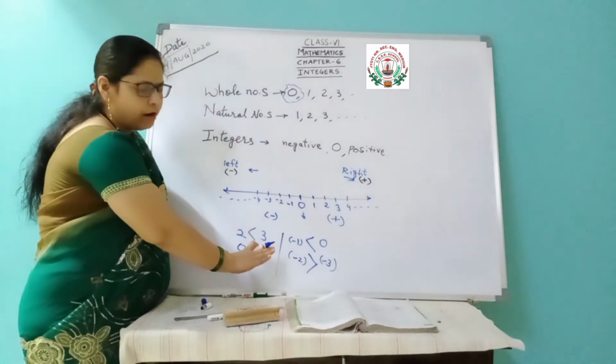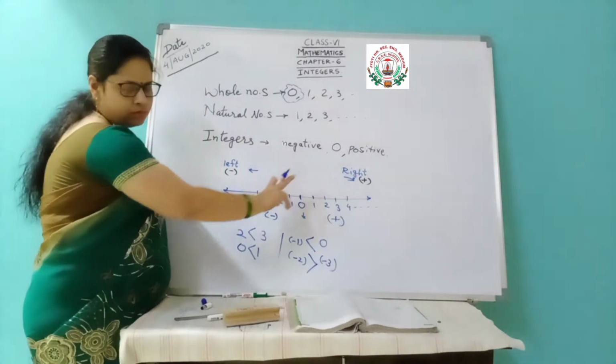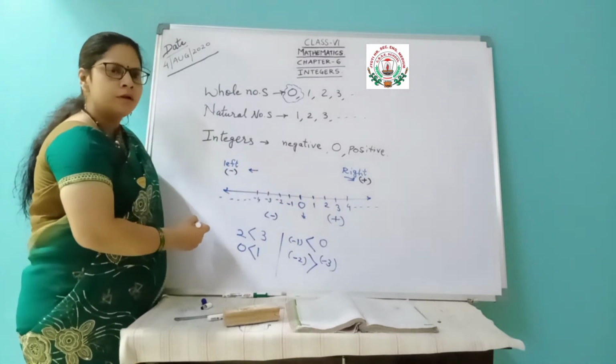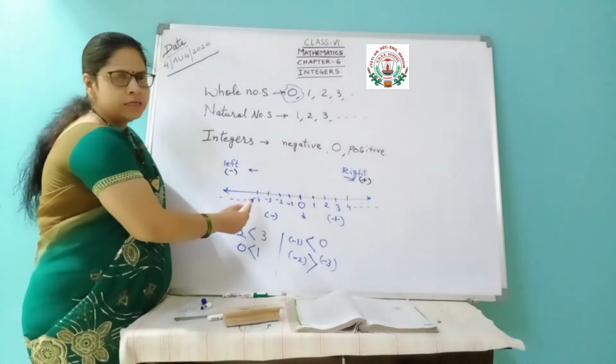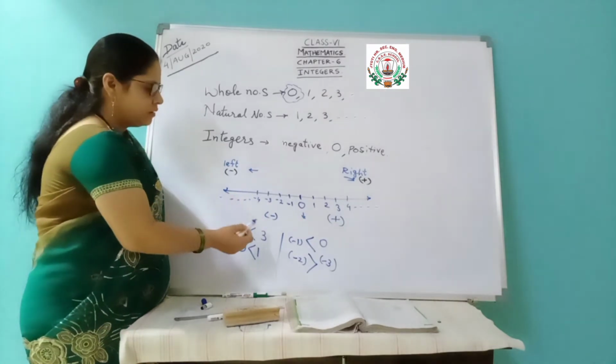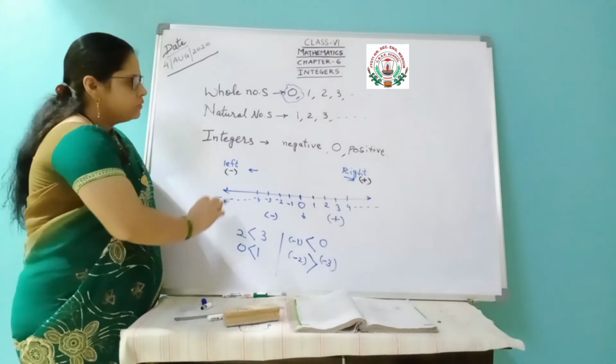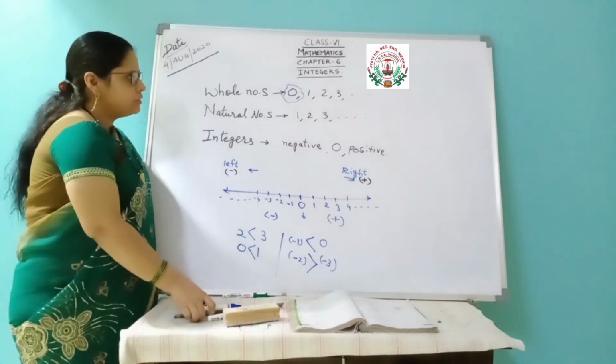Or suppose you cannot understand it that way, just try to understand it on the number line. Always the right hand side number will be the greater number and the left hand side number will be the smaller number. So, these are the conditions for greater and smaller.